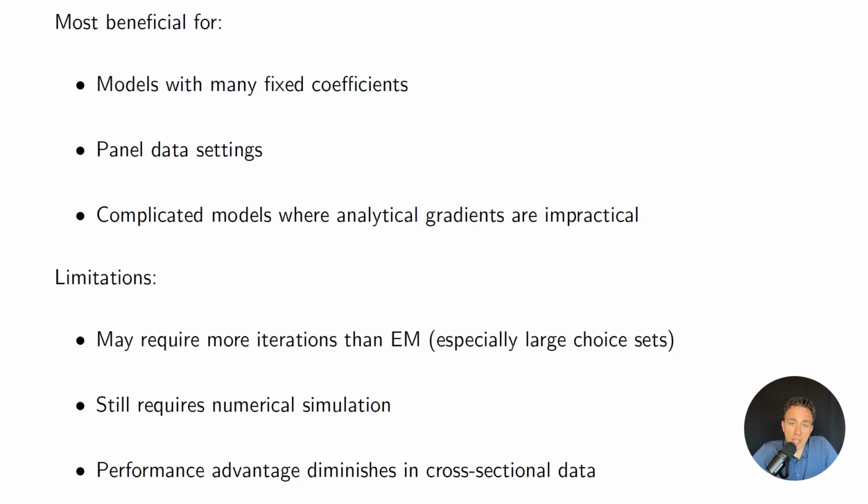Well, most of the time it's going to require more iterations to converge than EM. So even though each iteration is more efficient, it might be slower to converge than EM, especially if we have a really large choice set in our model. So that might still be faster than EM, but it might require more iterations. So depending on where you stand and how you're paying for computing power, that might be a condition that you want to take into account.